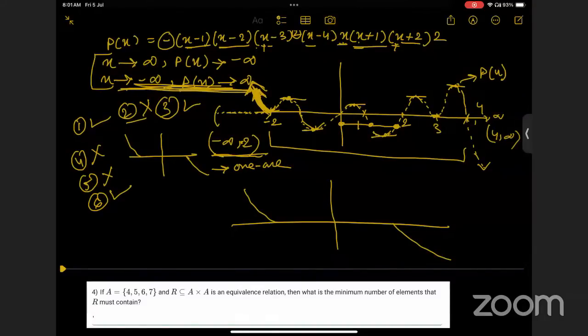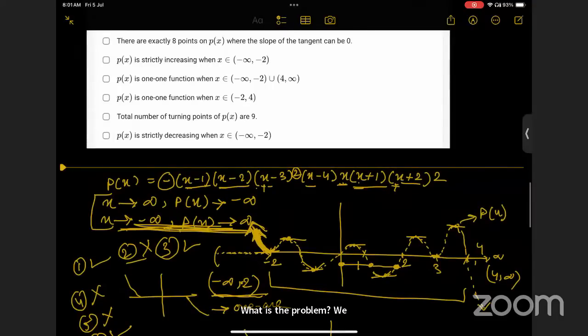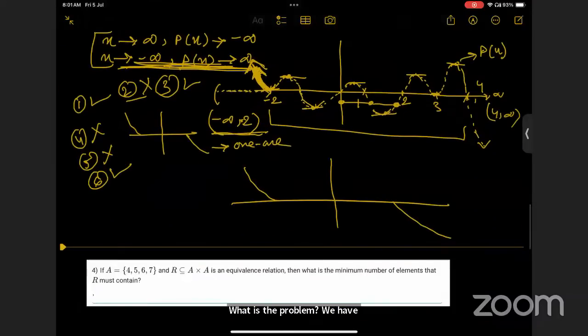Why? What is the problem? We have this one, right? Minus infinity, minus 2, minus 4, minus 6. So this point we don't have. Minus 4 and minus 2 we don't have. We have the open intervals. So now here, if you take any line, it will cut the graph at only one point, right?